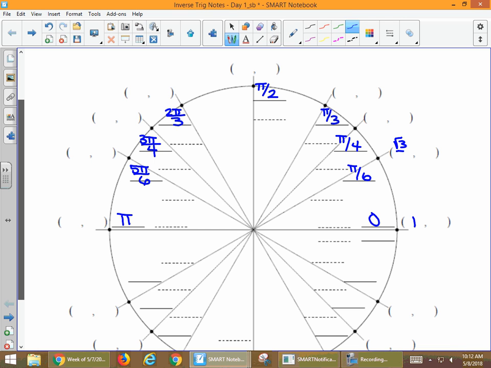From biggest to smallest, our values are 1. Radical 3 over 2 is the next biggest, at pi over 6, that's our next biggest x value. At pi over 4, cosine is radical 2 over 2. At pi over 3, cosine is 1/2. And at pi over 2, cosine is 0.